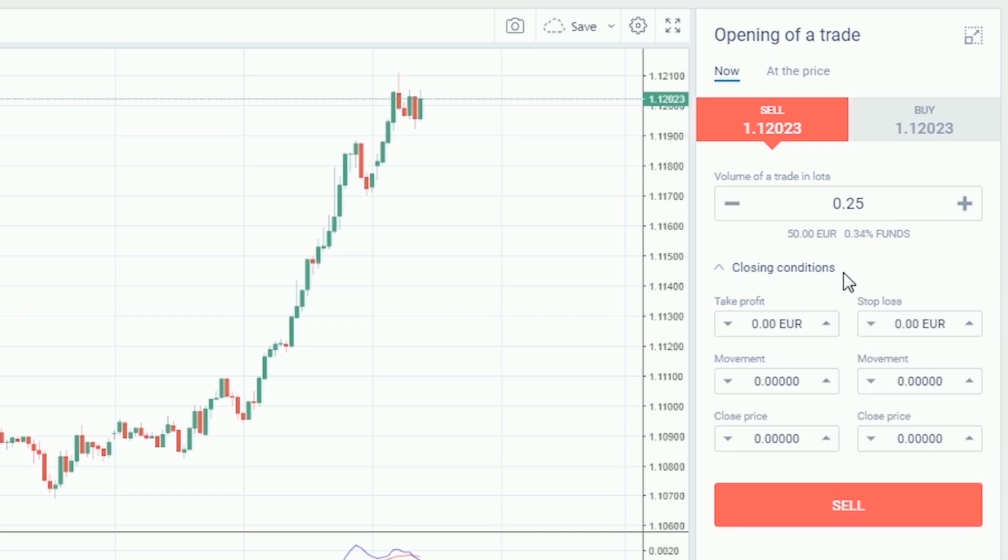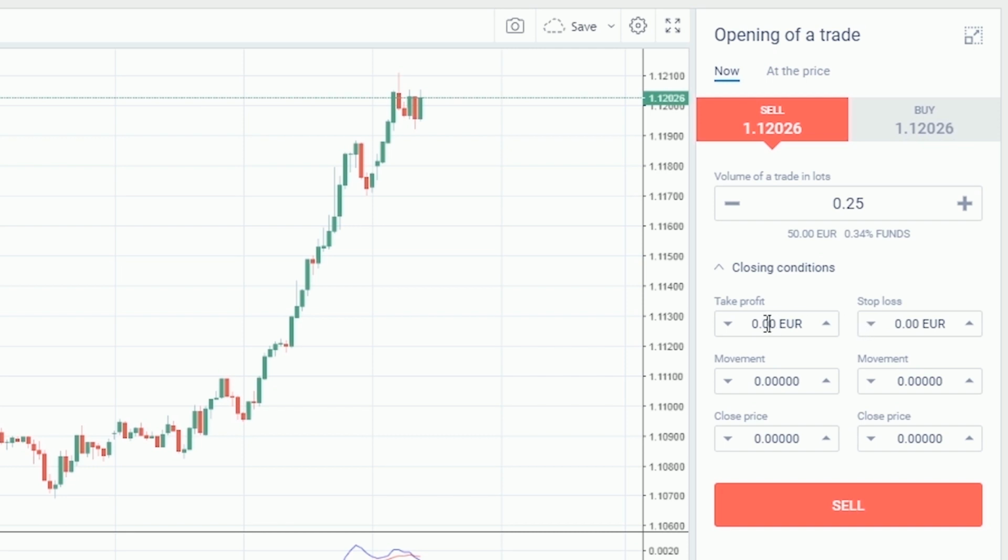Okay, and choose the closing conditions. There's take profit and stop loss, which basically means how much money you want to earn and how much money you want to lose on this particular trade. So stop loss and take profit can be set based on the amount of money you want to earn, the amount of movement, and of course on the specified close price.